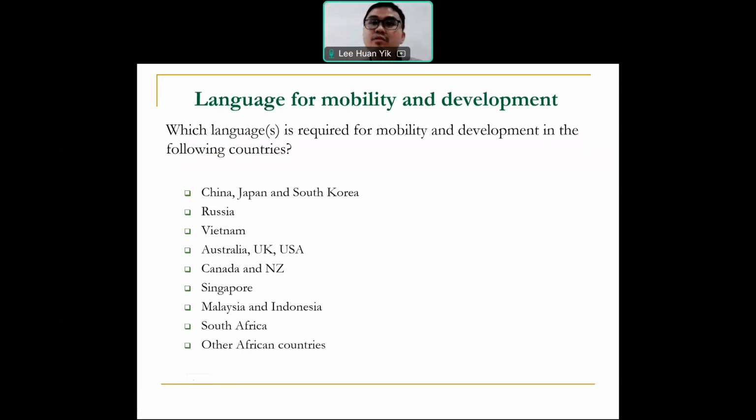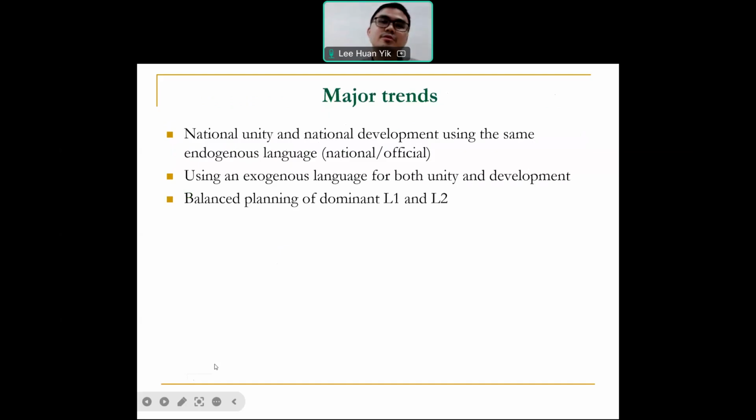Which language do you think is required for mobility and development? For example, in China, Japan, and South Korea, it's very clearly Chinese, Japanese, and Korean. And if you look at Malaysia and Indonesia, probably the Malay language, to some extent English, right? So these are the languages which are important. And what about African countries? What about Vietnam, and so on? So let's reflect on those.